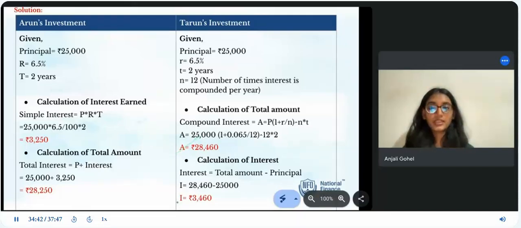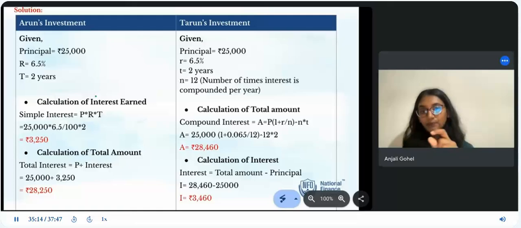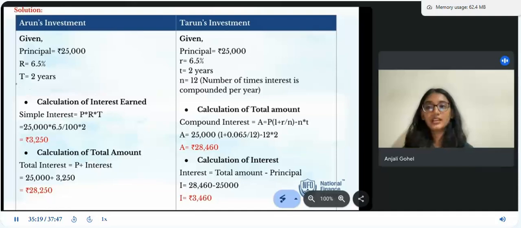Okay, here interest will be how much? 28,460 minus 25,000, because 25,000 is my principal amount. So from my total amount, I will reduce 25,000 and I will have the interest of 3,460 rupees. Okay, so here you can clearly see the difference in how simple interest and compound interest work. I've taken smaller numbers here for understanding purposes, but with larger numbers the compounding will work even more.